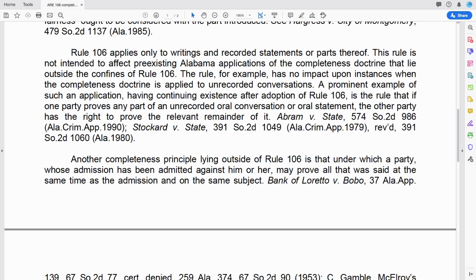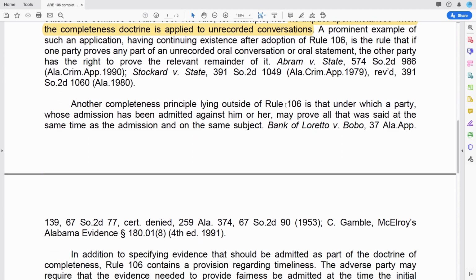Okay, so this says it only applies to writings and recorded statements. So no impact on unrecorded conversation. That would be a different set of rules. So we don't want to use this rule where it's not supposed to be used. Instead, we focus it on when a portion of a document has been introduced. Now, let's see the rest of the document. That's what this rule is about.